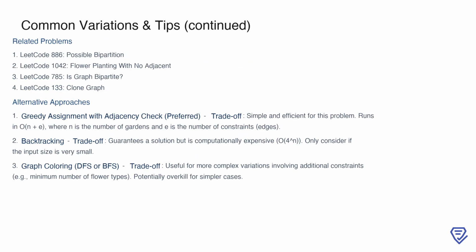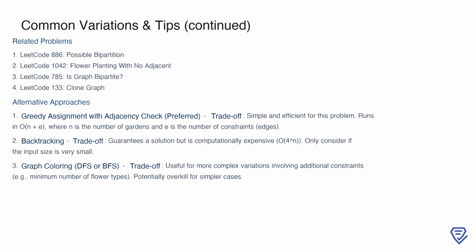This problem is closely related to several other graph-based problems, such as LeetCode 886, possible bipartition, LeetCode 785, is graph bipartite, and LeetCode 133, clone graph. These problems also involve reasoning about constraints in graph structures, making them great practice for building intuition.